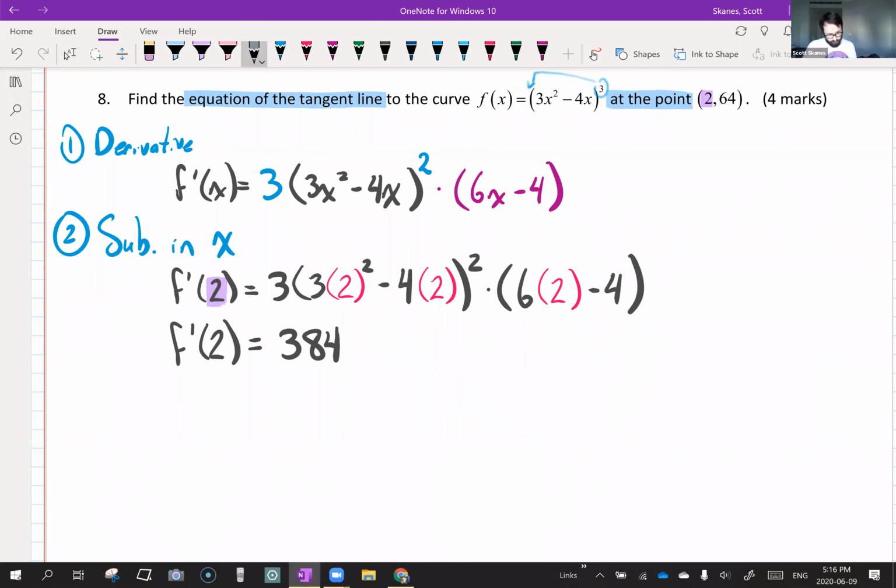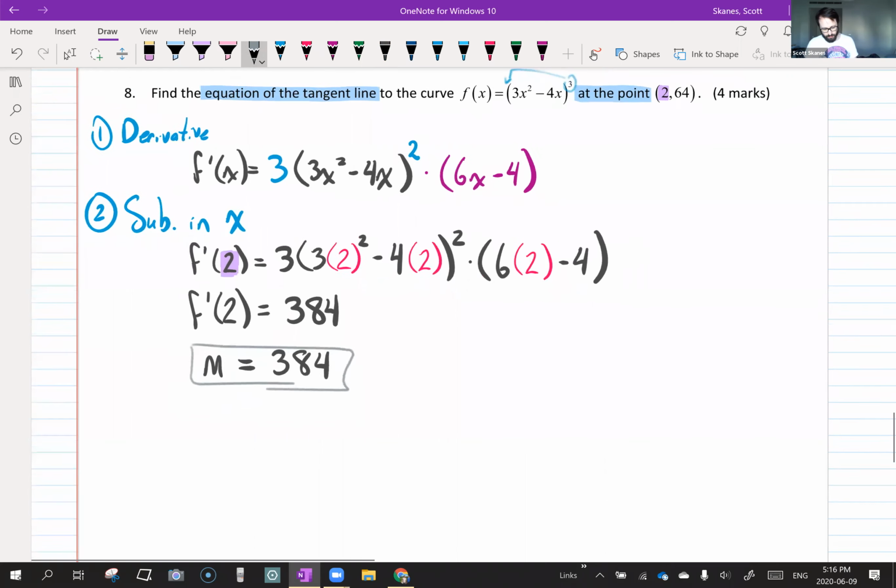So this is my first real important answer. Remember, I'm trying to get the slope of the tangent line so that I can use y equals mx plus b. So if this is the derivative when x equals 2, that means that the slope of the tangent line is also 384. So I subbed in x, now I have my slope.